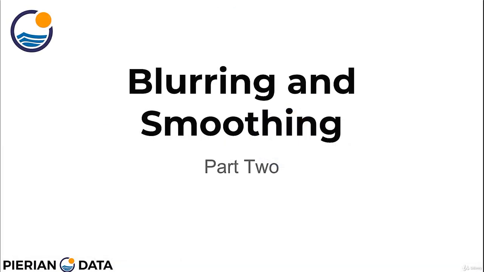Welcome back everyone to part 2 of blurring and smoothing. In part 1 we actually didn't really code anything, we just explained a little bit about blurring and smoothing, what gamma correction is, and also what a kernel is. Now it's time to actually use these functions of OpenCV. Let's get started by opening up a Jupyter Notebook.